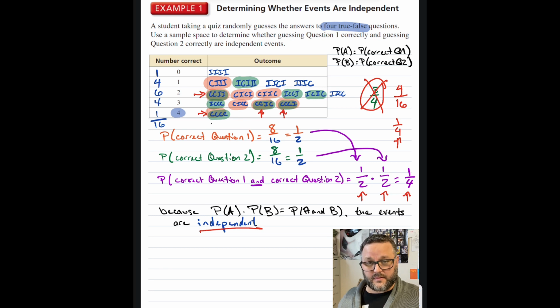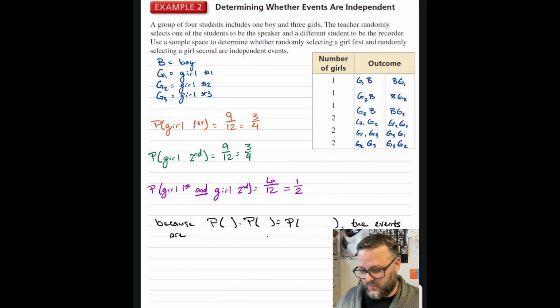So if we're testing to see if it is independent, we just find the probability of A, probability of B, multiply them together, and see if it equals the probability of A and B, or the overlap. All right, now that that correction is done, I don't know what I was thinking. Sorry, we got that corrected.